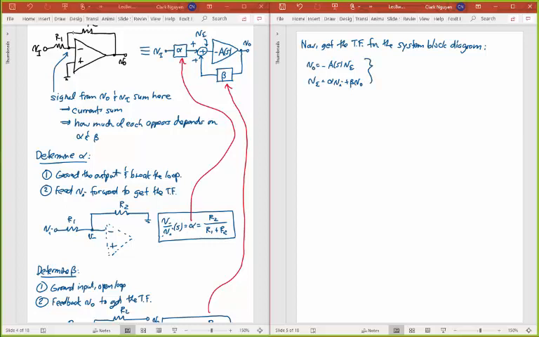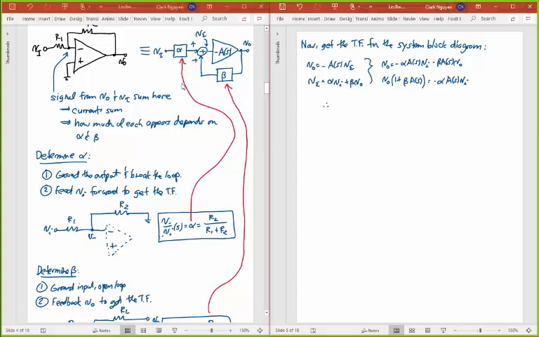I can go ahead and plug VE into this equation. If I do that, I'm going to get V0 is equal to minus alpha times A of S times VI minus beta times A of S times V0, where I've skipped a few steps, knowing that the voltage coming in this direction here is just V0 times beta. And then I can do a little bit of rearrangement. So V0 times 1 plus beta times A of S is going to be equal to minus alpha times A of S times VI.